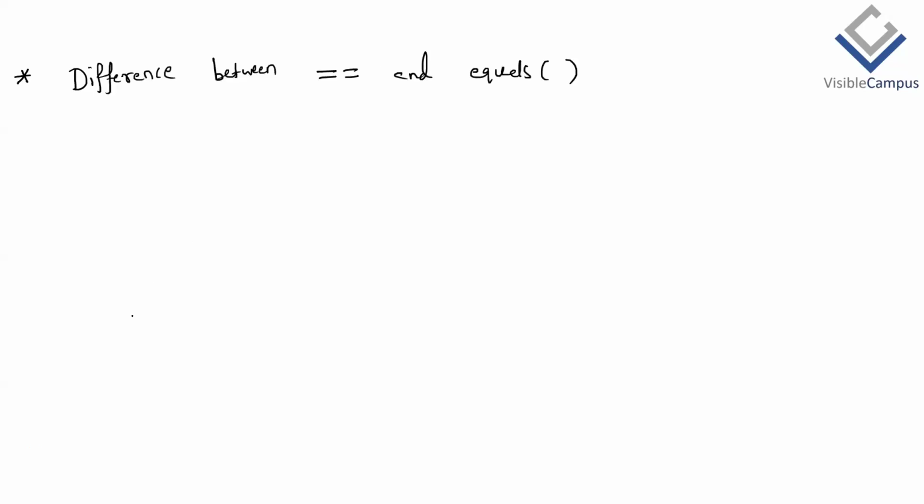What's the difference? The first meaning is, whenever we use the double equals operator on strings, I'm talking about strings only, it is used to compare the address, the address of objects. But the equals method on strings is used to compare the content.